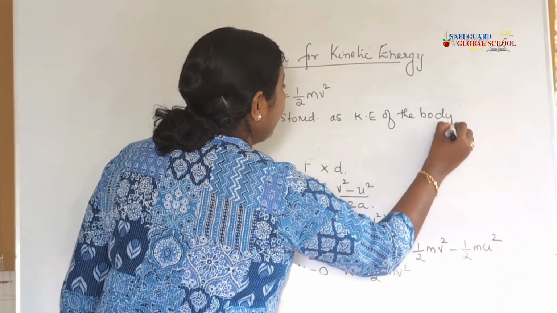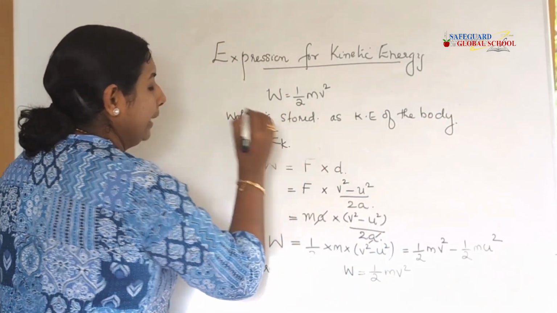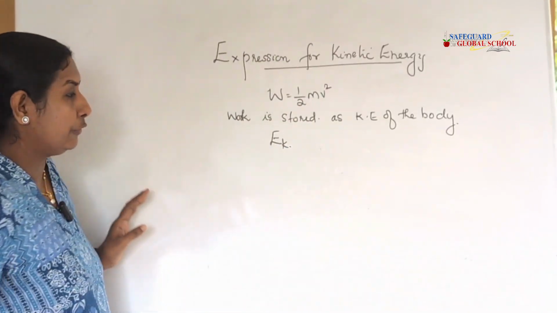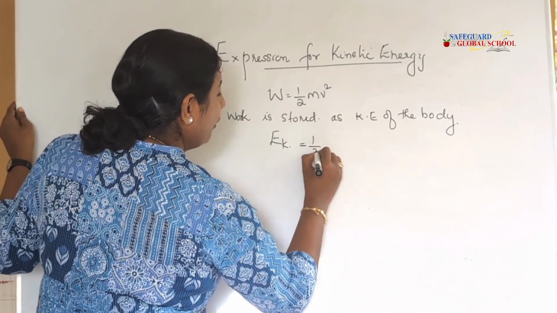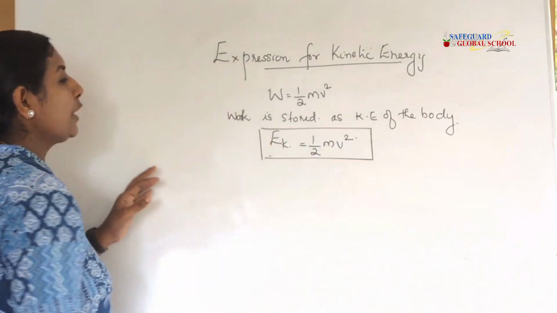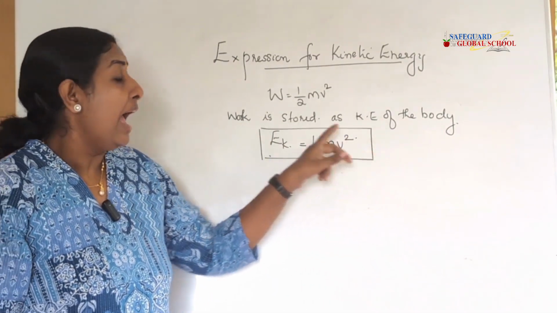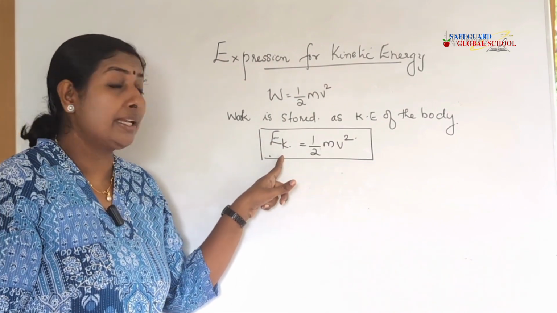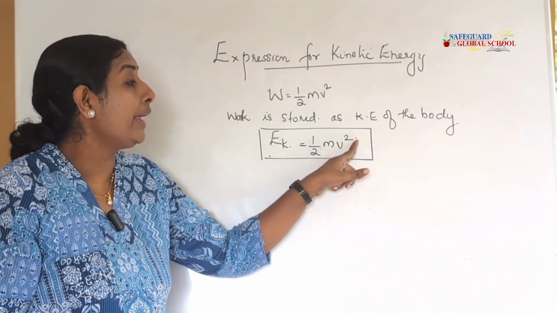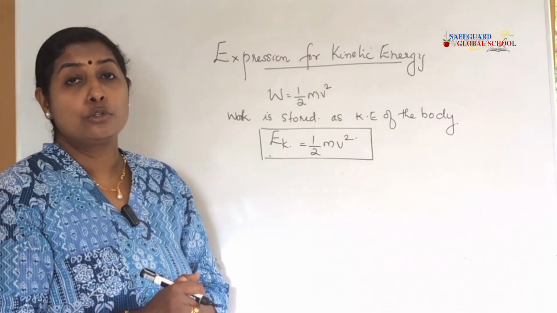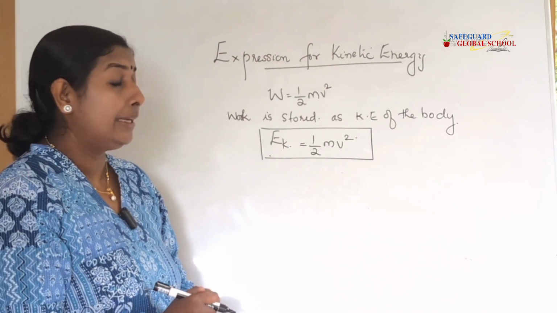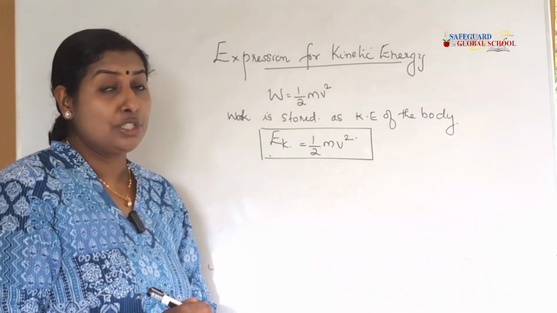So what can we write? The kinetic energy of the body is equal to the work done. The kinetic energy of the body is equal to half mv square. This is the expression for the kinetic energy of a body. What are the factors on which kinetic energy depends? It depends upon the mass of the body and upon the square of its velocity. So the factors on which kinetic energy depends are the mass of the body and the velocity of the body.